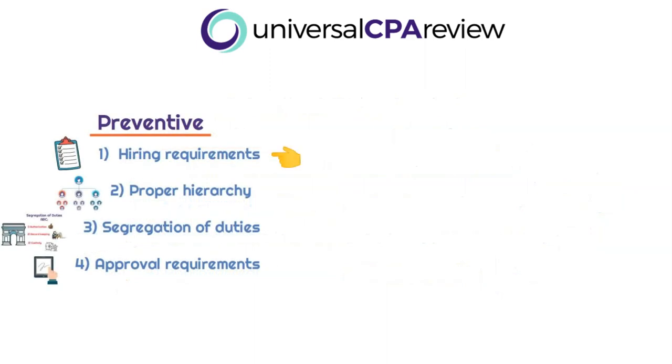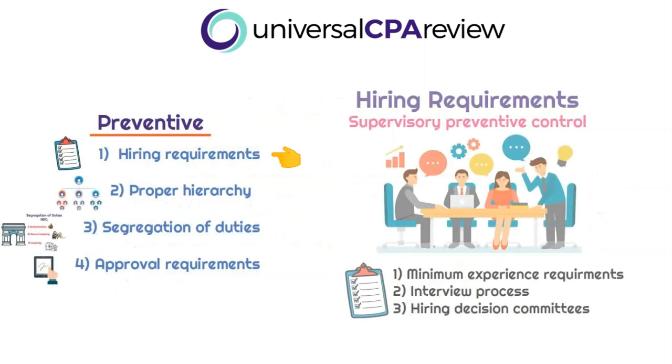So the first preventative control would be hiring requirements. And this basically relates to the fact that when we're hiring employees that are qualified, capable, and competent to perform the role, then the risk of error in that business process is lessened. And so what we need to do is have minimum experience requirements, right? Make sure they interview with multiple people that understand who needs to fill that position. And then ultimately, maybe we even need a hiring decision committee.